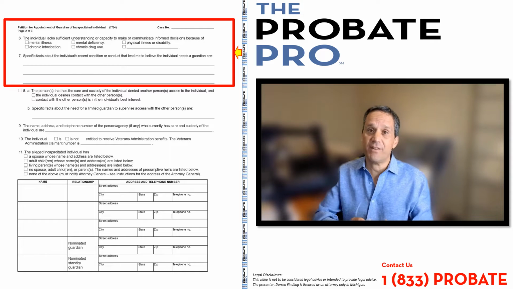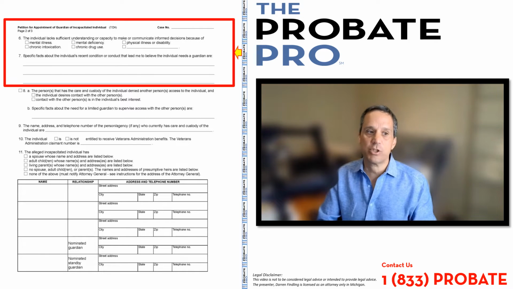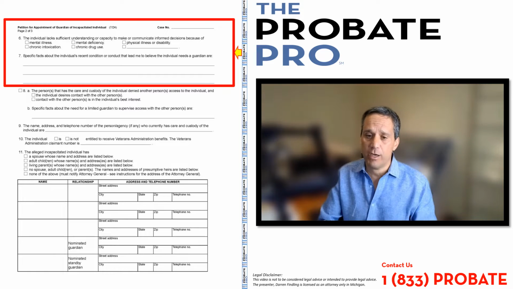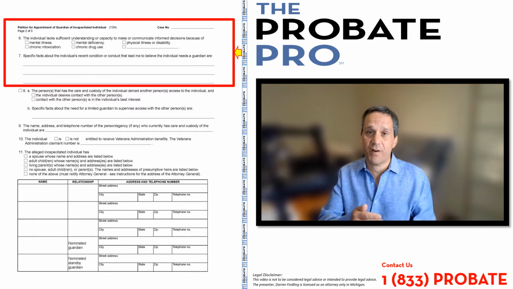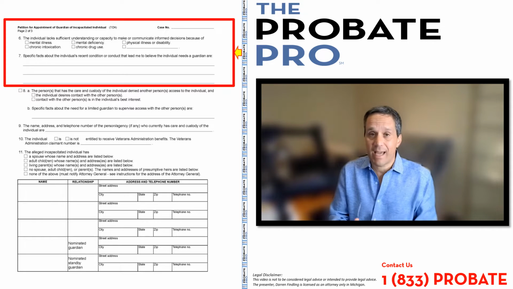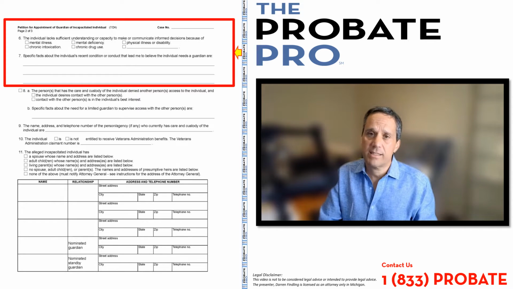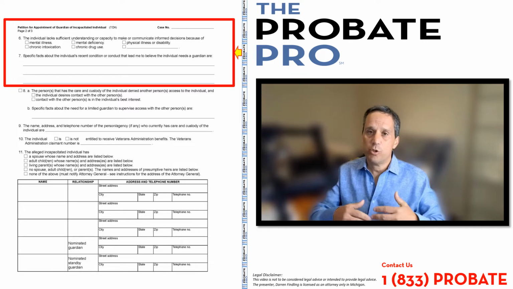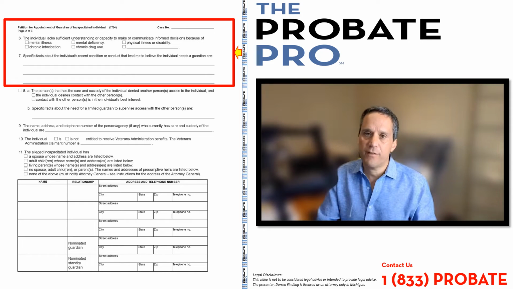And paragraph 7 then asks for specific facts relating to recent conditions or conduct that makes you believe that that person is in need of a guardian. So for example, you'd identify a narrative. Now there's 3 lines there. You can use those 3 lines, or of course you can attach a supplement to that to fully flesh out the factual basis for the need for guardianship.